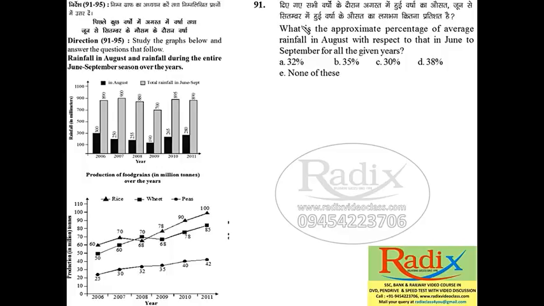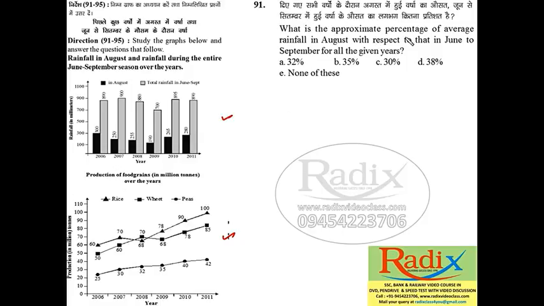Now this is the graph below and answer the question that follows. Rainfall in August and rainfall during the entire June-September season over the year. This is what rainfall, and this is production of food grains in million ton over the year. Okay, this is production. Now question number 91.